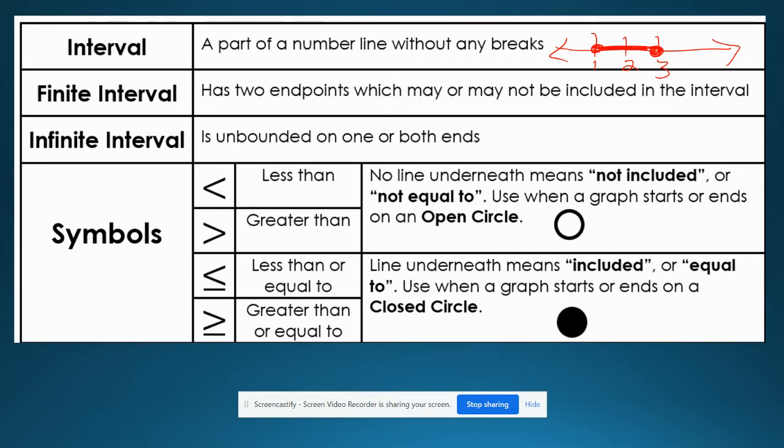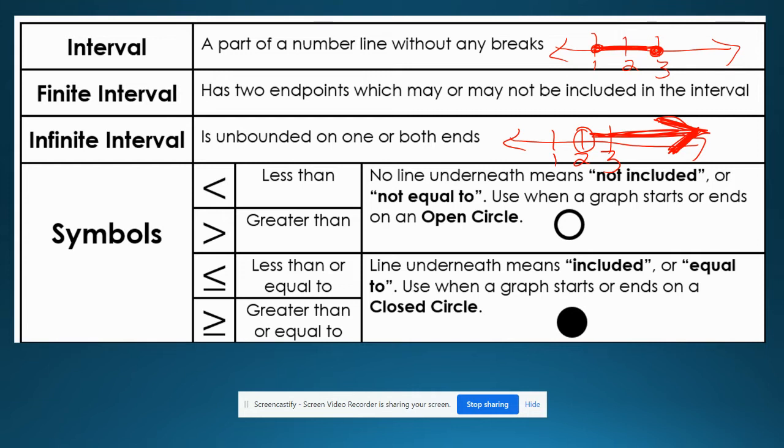A finite interval has two endpoints. So the 1 and the 3 are the endpoints, making this a finite interval. An infinite interval, let's say that we have this, and we go this way. We have an arrow going to the right. 2 is technically our only endpoint. So we have one endpoint going to one of the infinities, which makes it an infinite interval.